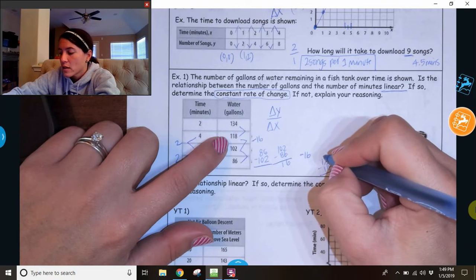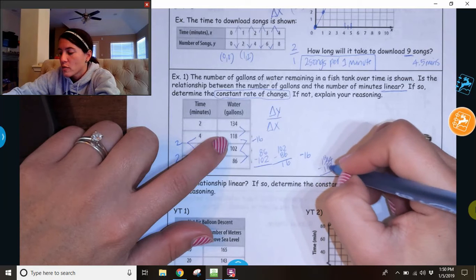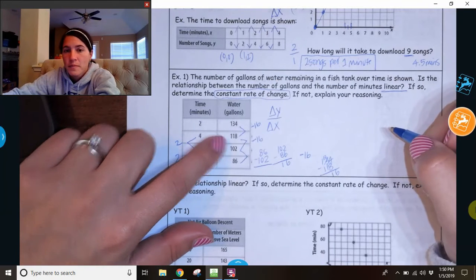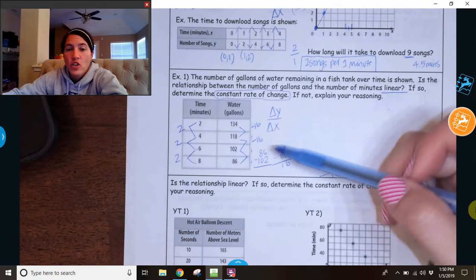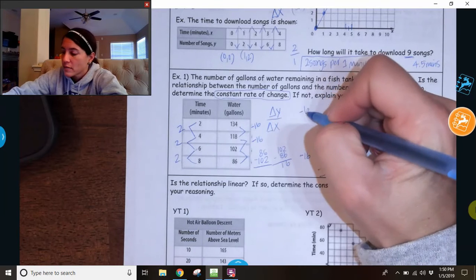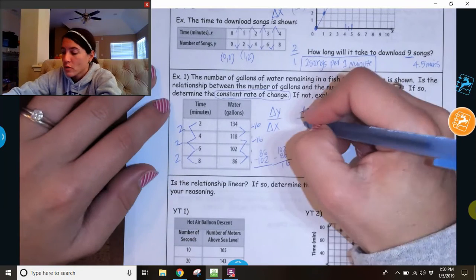So again, negative 16. And then 4 minus 2 is 2. So my changes in y were constant: negative 16, negative 16, negative 16. And my changes in x were 2, 2, 2.